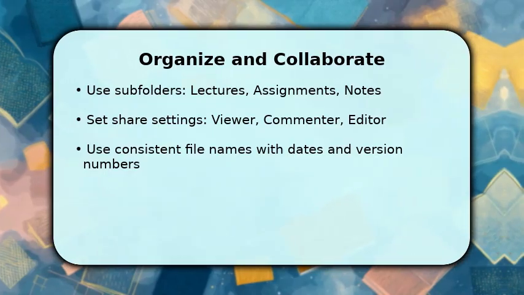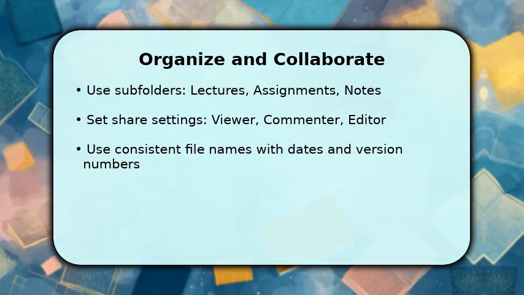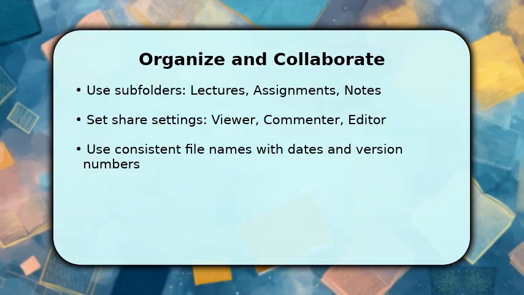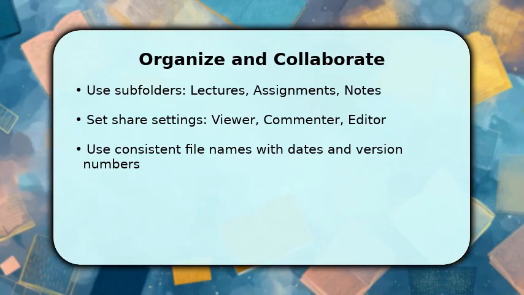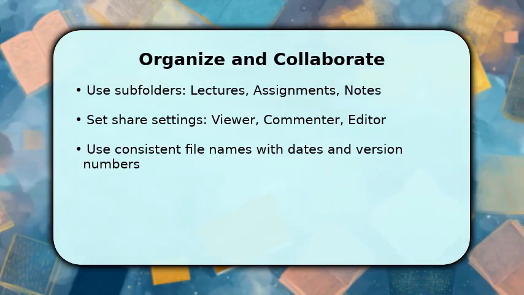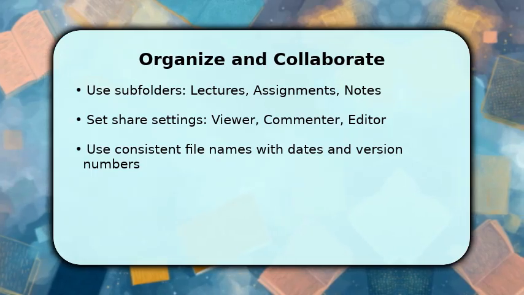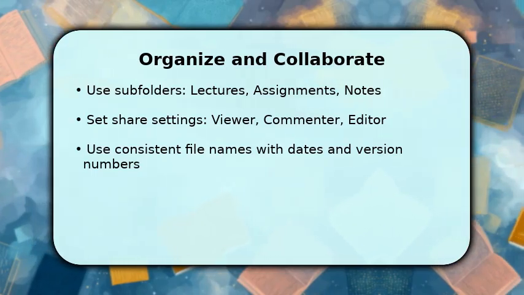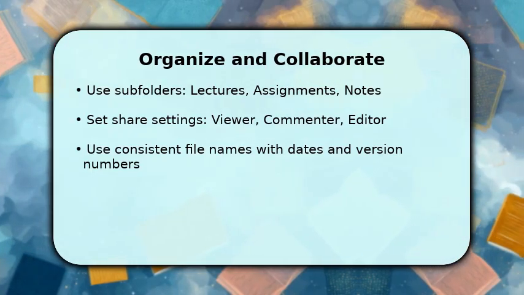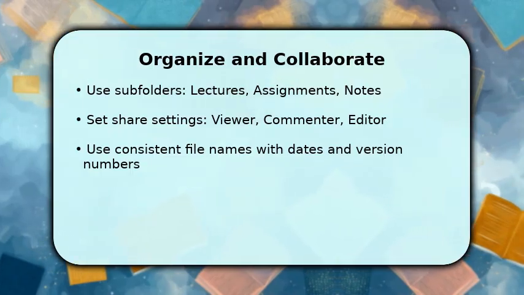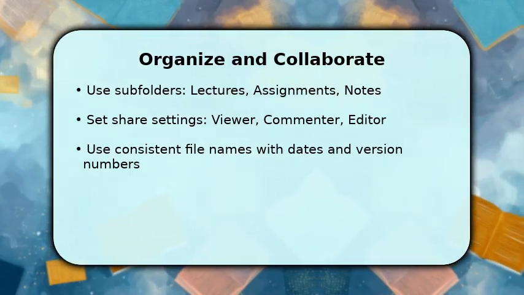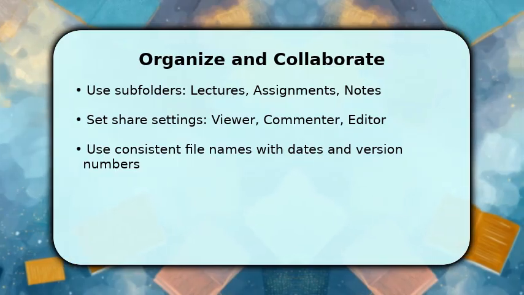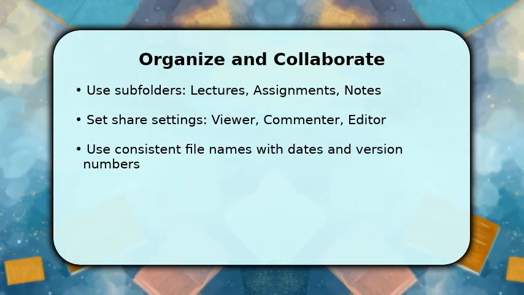When collaborating, set sharing permissions: choose editor for group work, commenter for feedback, viewer for read-only resources, because permissions prevent accidental edits. Make naming consistent: Course name date V1, so you can track versions without confusion. Also use Drive's built-in search and color labels to find items fast. Once you adopt this structure, it saves time every week.